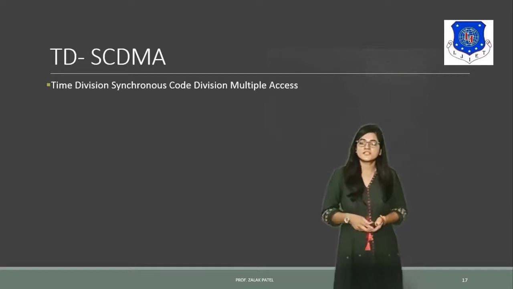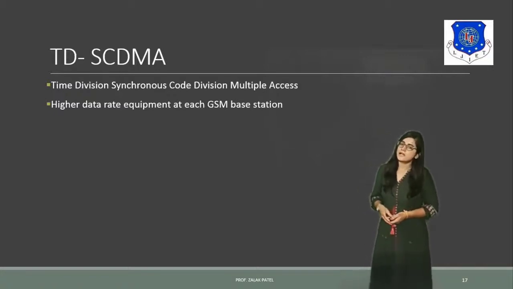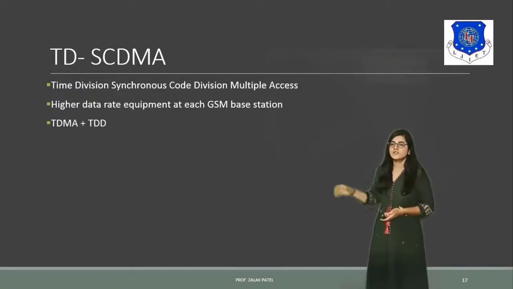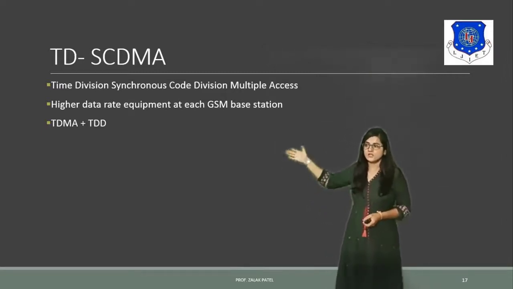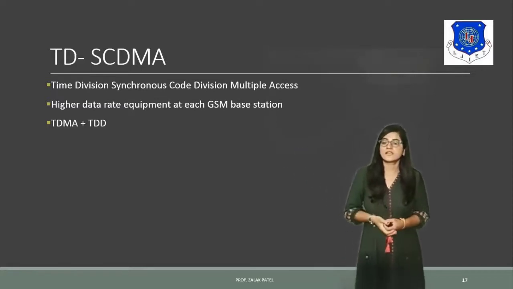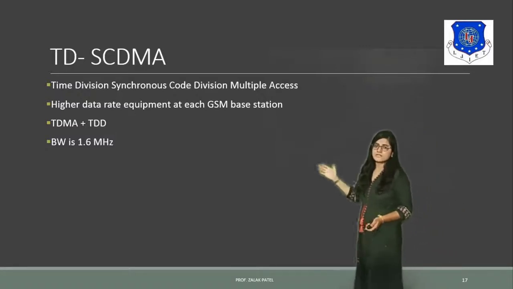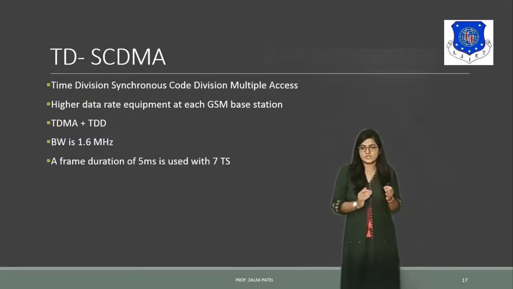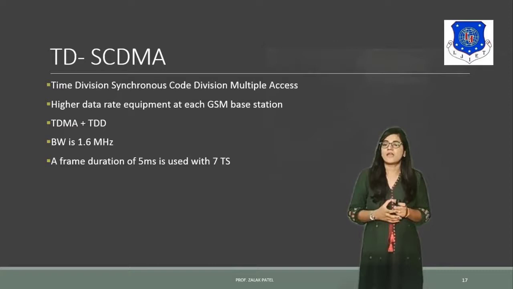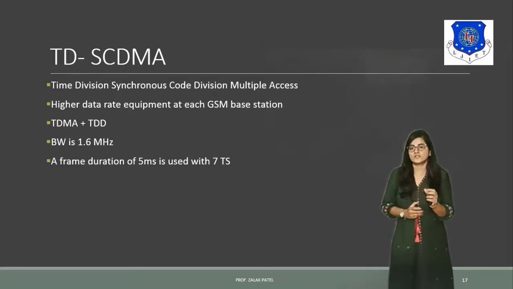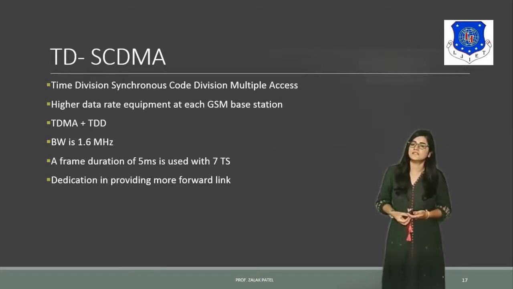Next standard for the third generation is TD-SCDMA, that is time division synchronous code division multiple access. It has higher data rate equipment with the GSM base station. It uses the technique TDMA plus TDD, meaning the multiple access technique used is time division multiple access, and the duplexing technique used is time division duplexing. It offers a bandwidth of 1.6 MHz. Here the frame duration is 5 milliseconds with 7 time slots. So you have to transmit within a time period of 5 milliseconds for one slot. So dedicated network provision is possible with this technique.